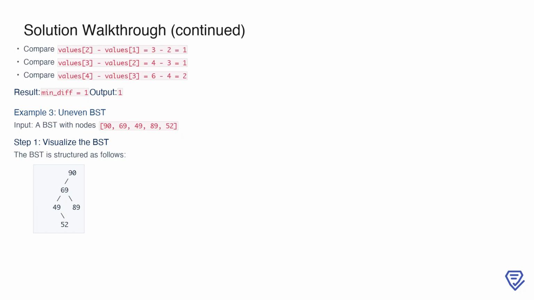Now, let's analyze an uneven BST with the nodes 90, 69, 49, 89, and 52. Visualizing this tree, the root is 90, with 69 as the left child. Node 69 has 2 children, 49 on the left and 89 on the right. Node 49 has a single right child, 52.